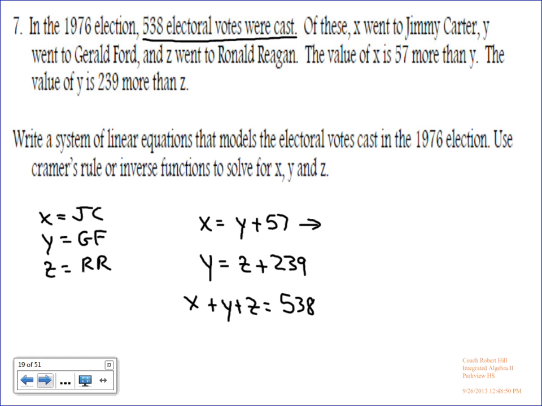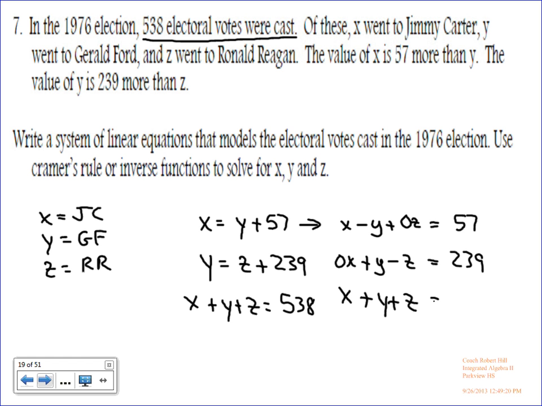So this will get changed to X minus Y equals 57. I'm just going to give you a little hint there. 0x plus y minus z equals 239. And then x plus y plus z equals 538.